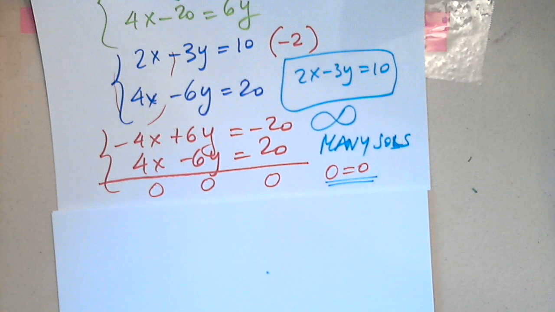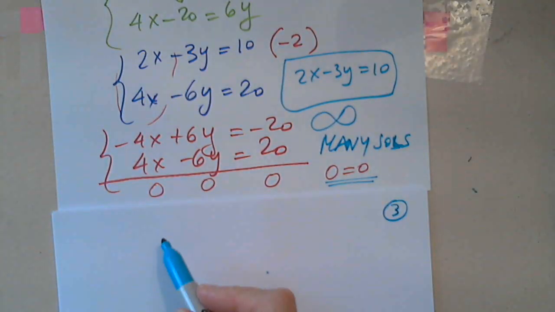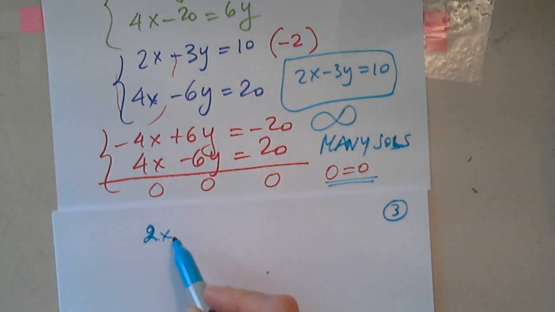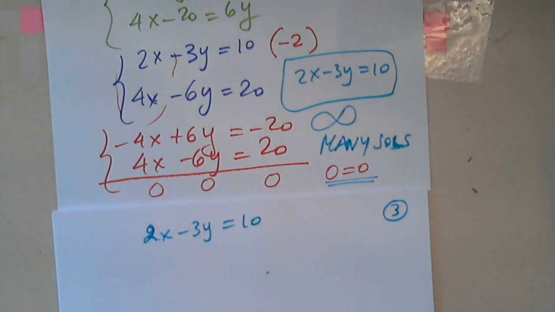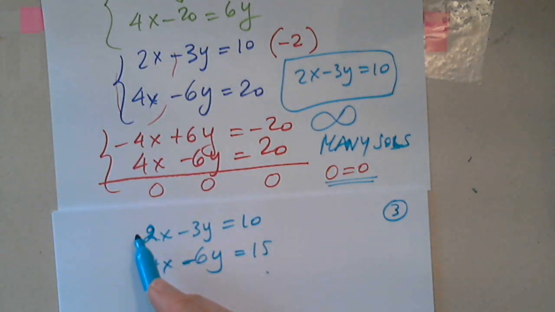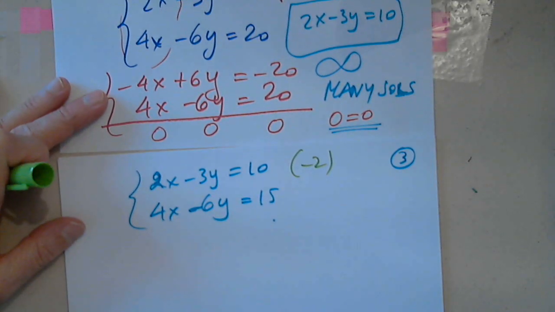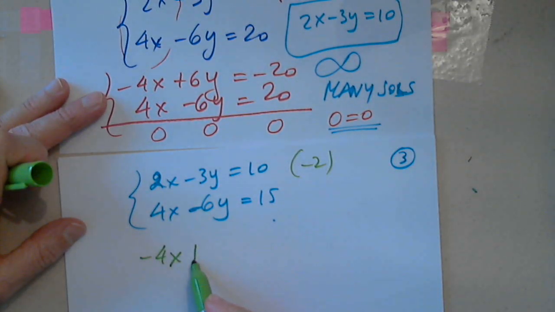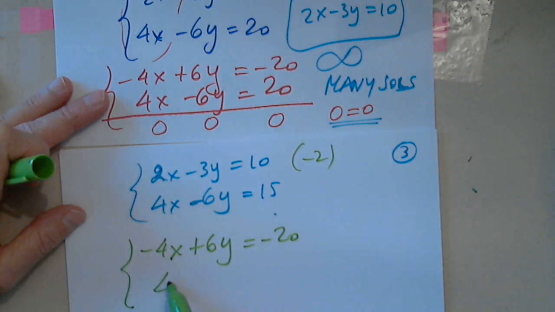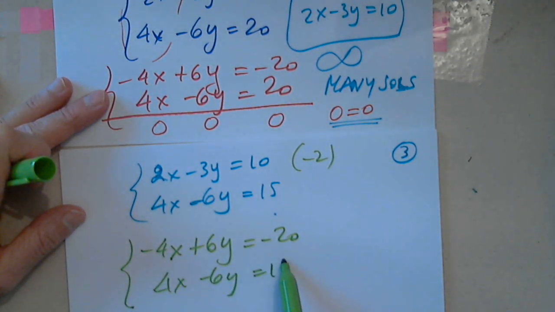Now I'm going to create another system. I'm going to work on the same one. 2x minus 3y equals 10. And 4x minus 6y equals 15. Yes, let's say we want to eliminate x. We multiply both sides by negative 2. We get negative 4x plus 6y equals negative 20. I have to keep together both equations so I can add.